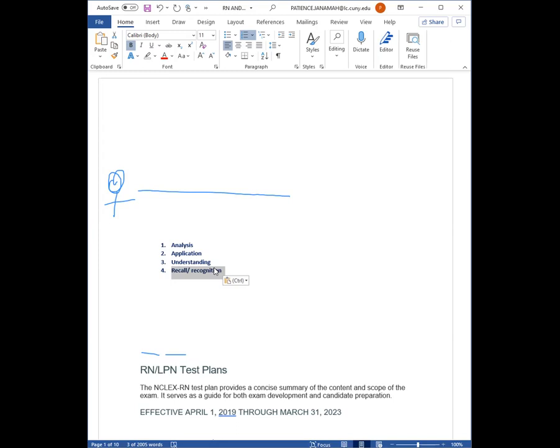Where they will trick you, they will give you the signs and symptoms, and they want you to identify that this is congestive heart failure. It's analysis. You have to use your brain. They can give you vital signs, and they want you to know what could be wrong if I have this kind of vital signs. That's where you are analyzing.